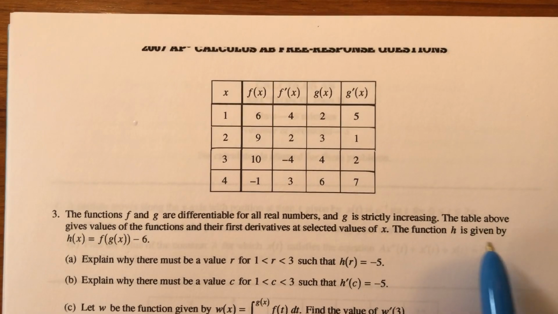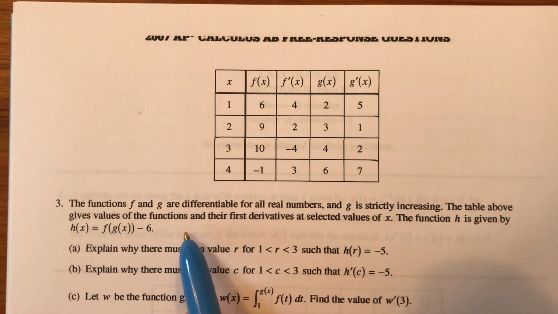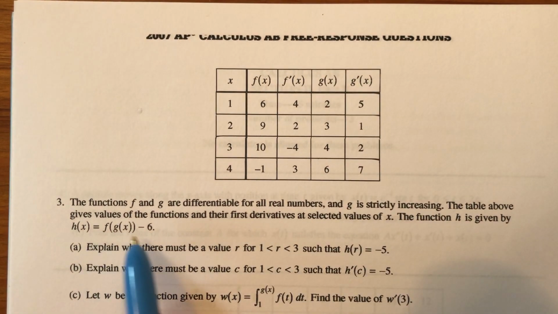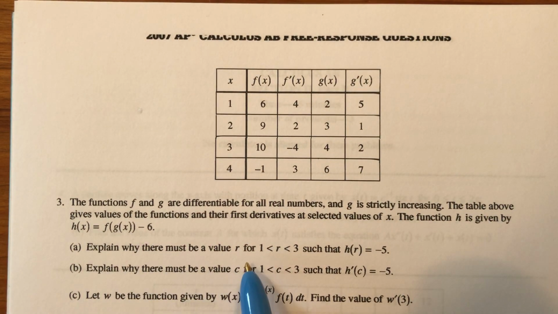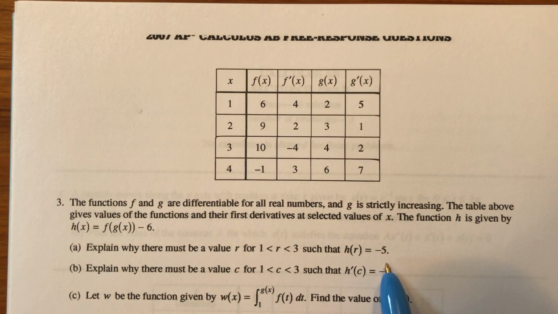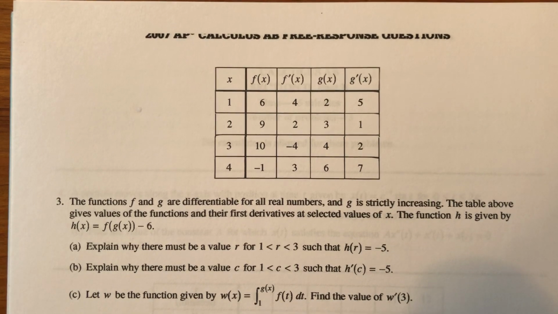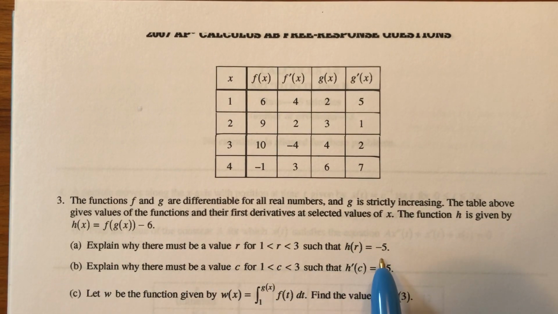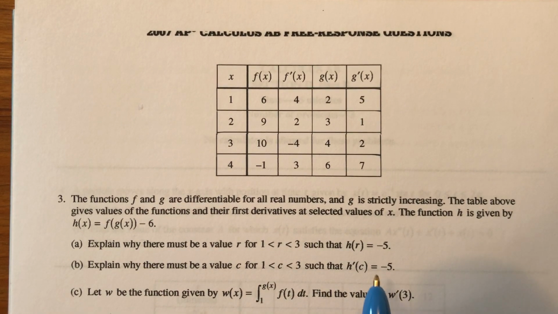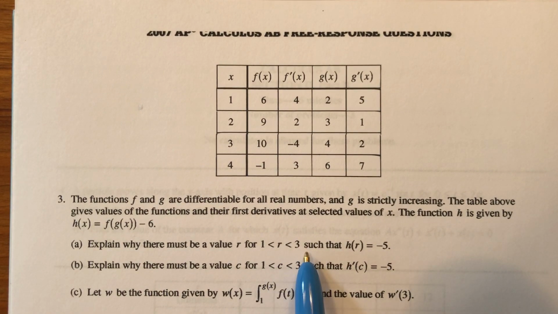Okay? The table above gives values of the functions and the first derivative at selected values of x. The function h is given by that. Explain why there must be a value r between 1 and 3 such that h of r equals -5. What? Okay. This is saying something exists. Now prove that it exists. I want to prove that there is a value in between two other values. It is in between them, like an intermediate value. So I'm going to use the intermediate value theorem.